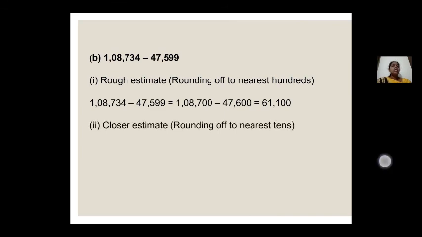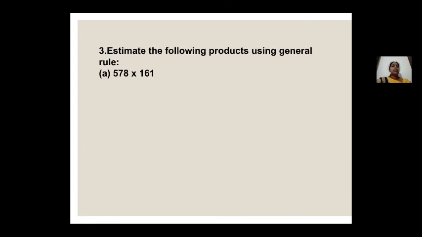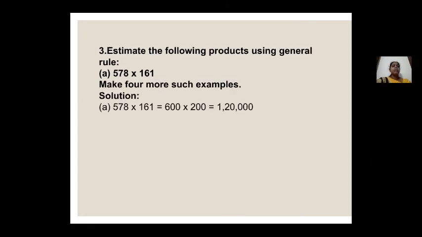Closer estimation, nearest to tens. Same method you have to use. 1,08,734 estimation value is 1,08,730 minus 47,600, 61,130. Estimate the following products using general rules. Same rules you have to use. Here see 578. Here if you estimate to the 100s place, see 7, you have to add plus 1 for the 600, so you multiply.